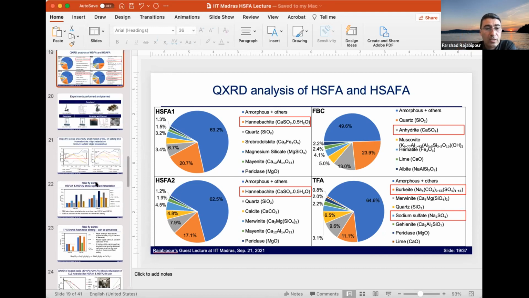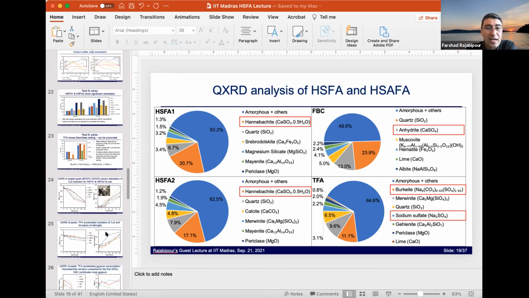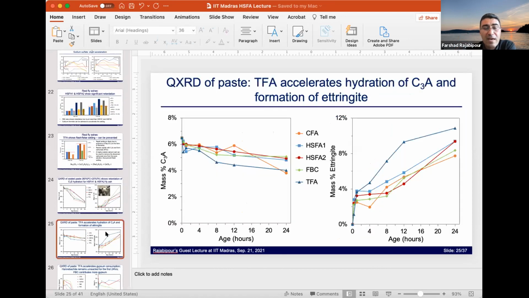Our work, at least till now, suggests that this could accelerate the reaction of the aluminate and, interestingly, show an increased formation of ettringite in the first 24 hours. We have calorimetry tests currently ongoing, and I think we need to pay a lot more attention to this issue. But yes, there is this issue of soluble carbonates that can cause early age performance issues.